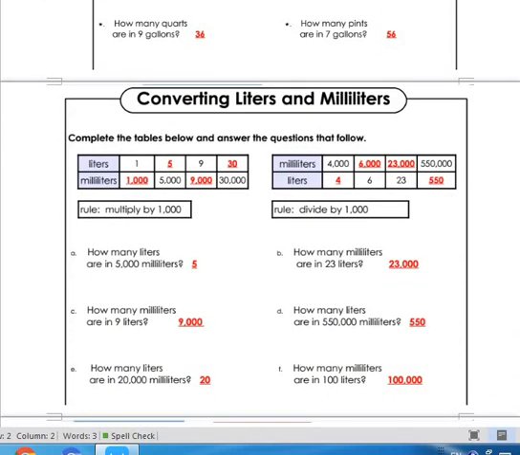Converting liters and milliliters. Here, complete the tables below and answer the questions also. This is the same kind of question. 1 liter equals 1000 milliliters. So every time I multiply by 1000 going to milliliters, for liters I do what? I divide by the inverse, the opposite. From liter to milliliter, I multiply by 1000. And from milliliter, the smaller unit, to the larger unit, I divide by 1000.